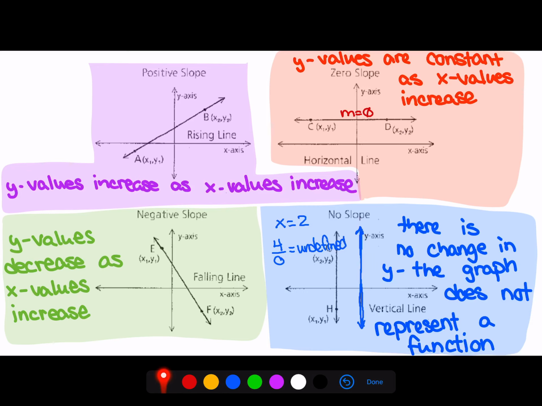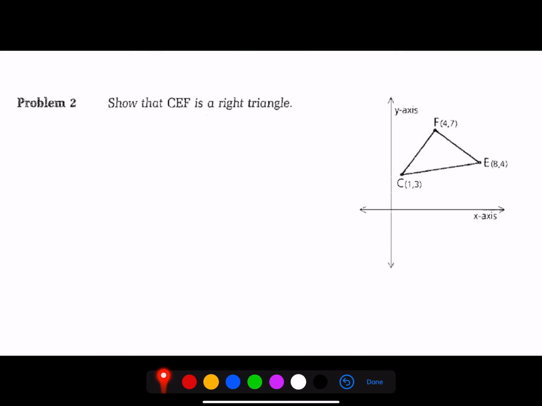All right, let's go ahead and do some practice. Pause the video, try this one out if you'd like. We're going to show that triangle CEF is a right triangle. Now to do that, we need to find a right angle. Based upon what we know, we can find a right angle if we have slopes. So looking at this triangle, we should look for an angle that looks like a right angle. So out of all these angles, C, E, and F, the only one that looks like it could be 90 degrees is angle F. So we're going to find the slopes of CF and EF to see if they are perpendicular.